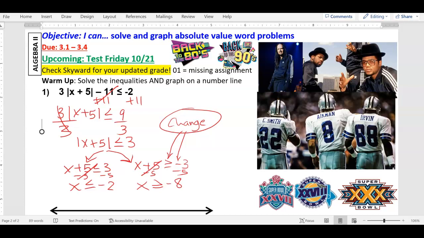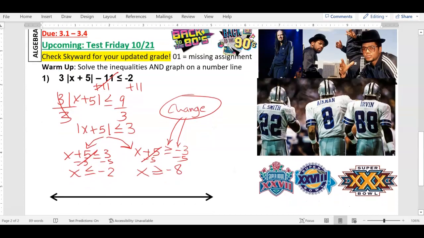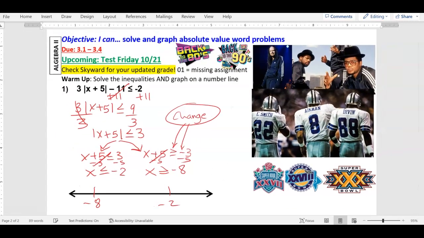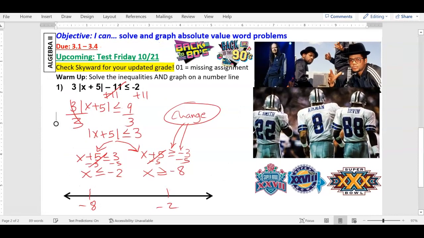The smaller number is -8. Okay, so here's what you do. On your number line, go and put -8. On the other side, put -2, right? You put both those numbers. Now, who knows if the circles are going to be shaded in or not? What does this underline mean? Shaded. Okay, so go and put shaded circles at -8. Shaded circle at -2.